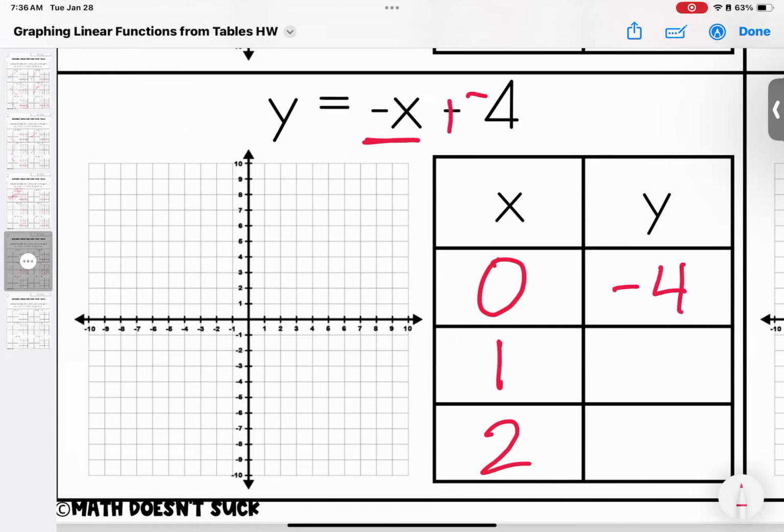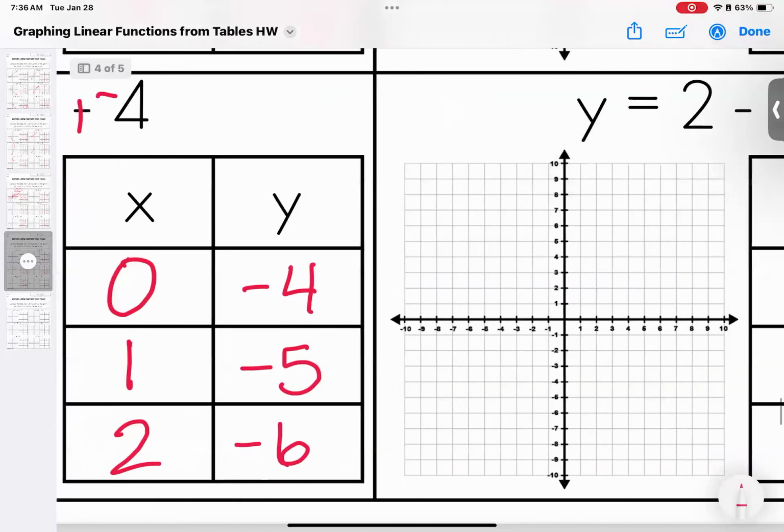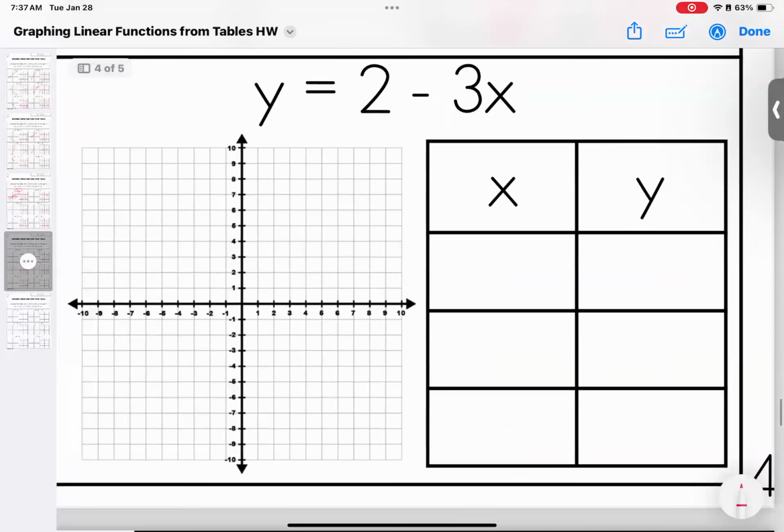0 minus 4 is negative 4. Negative 1 and negative 4 is negative 5. Negative 2 and negative 4 is negative 6. All right, do a little keep change. Let's do negative 4, negative 5, negative 6. So we can get some positivity here.